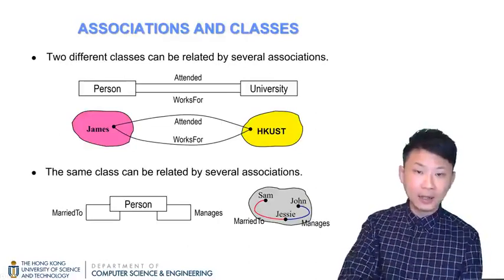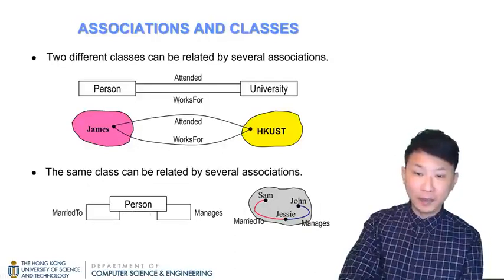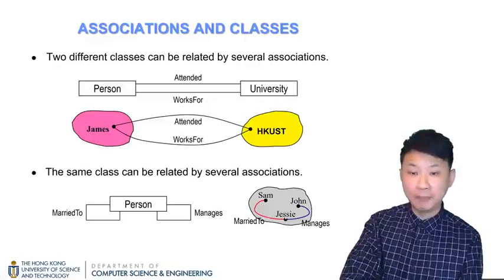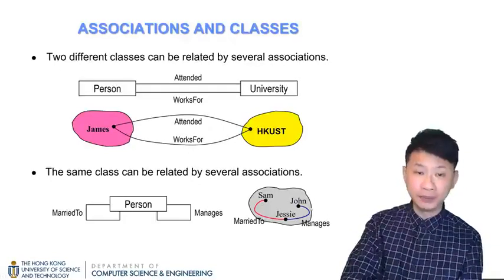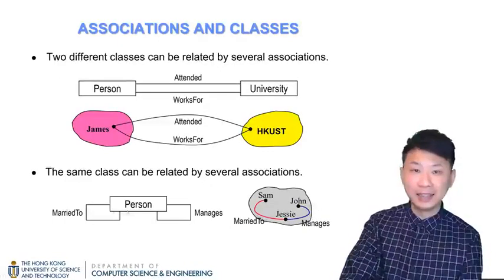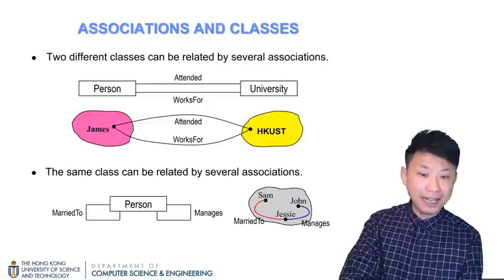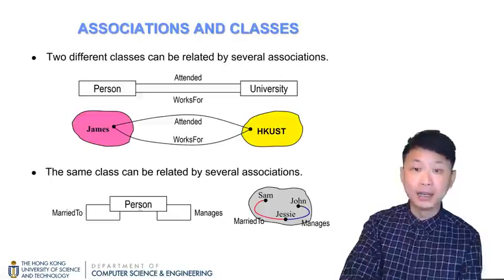Also, we can have a unary association. For example, some people may be married to other people, and some people may be the manager of some other people. This is what we call a unary association. Instances within a class are going to be associated with some other instances within the same class.